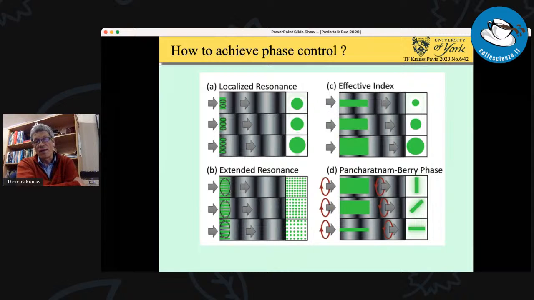Then you can also have an effective index where you basically vary the amount of refractive index material in the optical path, and that gives the phase delay. And the last one, the unpronounceable Pancharatnam-Berry phase, or in short PB phase, you inflict a phase delay on circular polarized light simply by having this rectangular element and you rotate it, but you need circular polarized light. But this is in fact one of the most elegant ways of doing it, except you need to condition your beam.